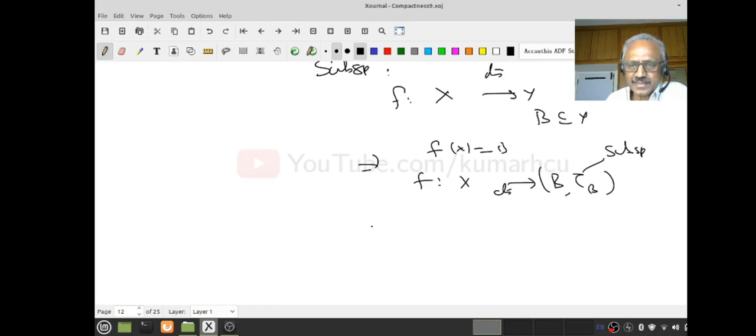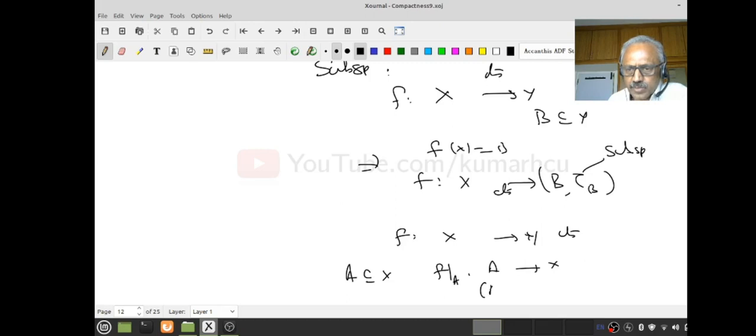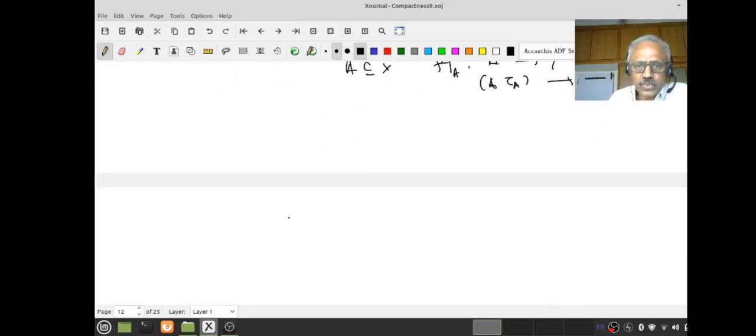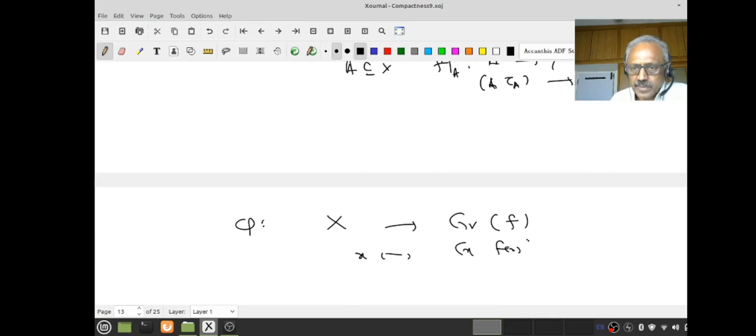right? And the second thing is, if f from X to Y is continuous and A is a subset of X, restrict f to A, with the subspace topology tau_A, into Y. This is continuous. Restriction of any continuous map is continuous. These are the two important facts about subspace topology. I had already explained them in my subspace topology lecture, so I am using them again and again. Okay, so let's come back. So the map phi from X to the graph of f, x going to (x, f(x)), is a homeomorphism.